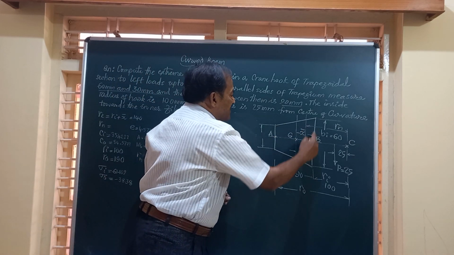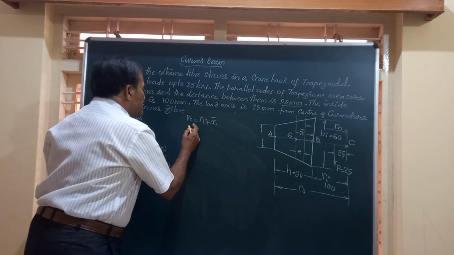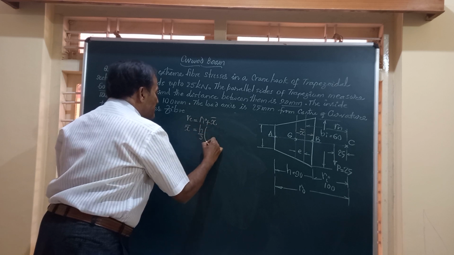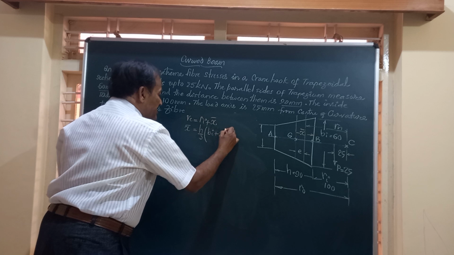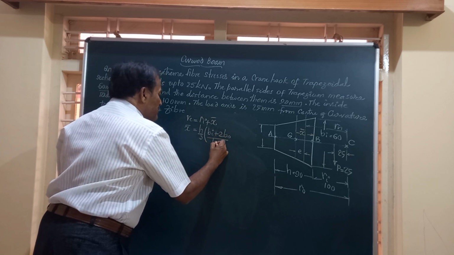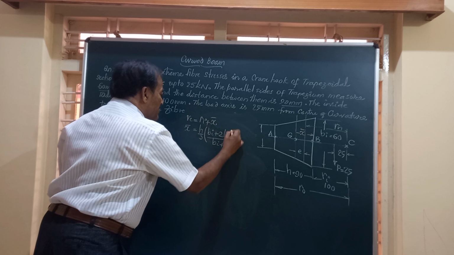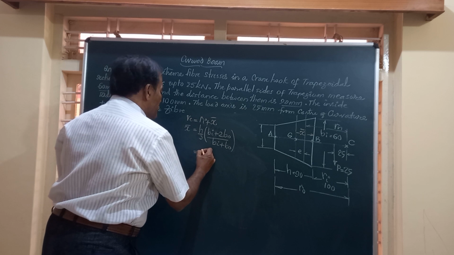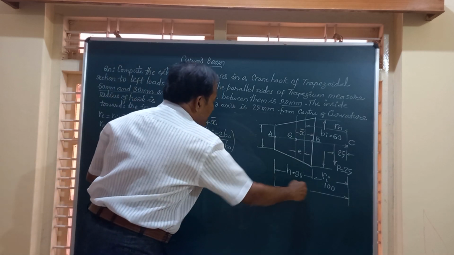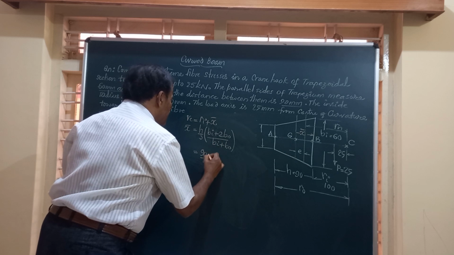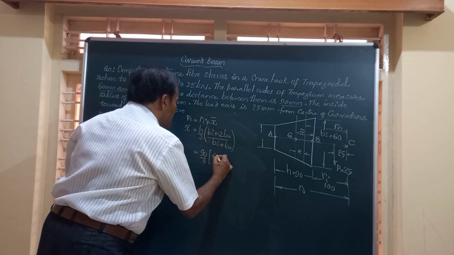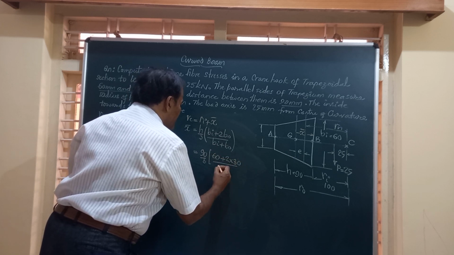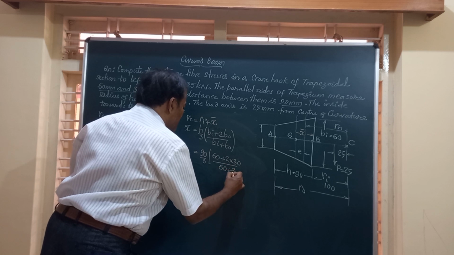The distance of this centroidal axis from the inner fiber is given by the formula x bar is equal to h by 3 times (bi plus twice b naught) divided by (bi plus b naught). This equation is available in the handbooks. Friends, if you simplify this, h is 90, that is this distance is 90, divided by 3, bracket bi is 60 plus twice b naught is 30, divided by bi 60 plus b naught 30.